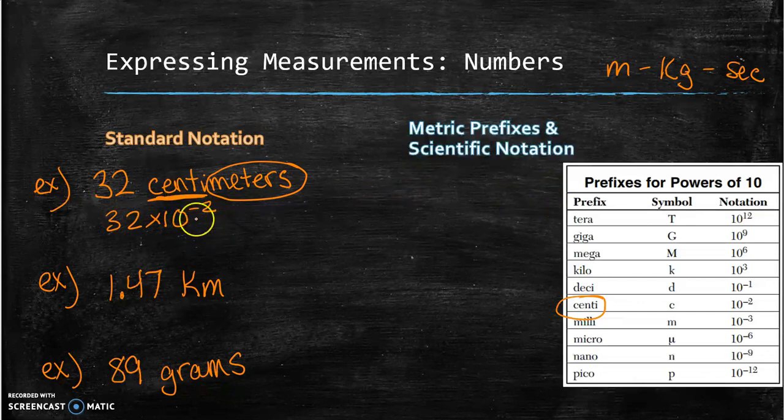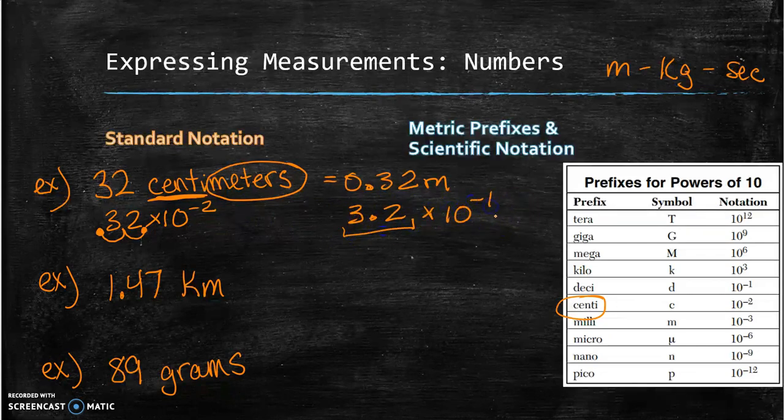And 10 to the negative 2 really just says take wherever the decimal is and move it over to the left 2 times. So 32 centimeters is 0.32 meters. Or if we wanted it in proper scientific notation, which we might see it in someday, we would have it as 3.2, because that is our coefficient between 1 and 10, times 10 to the negative 1 meters.